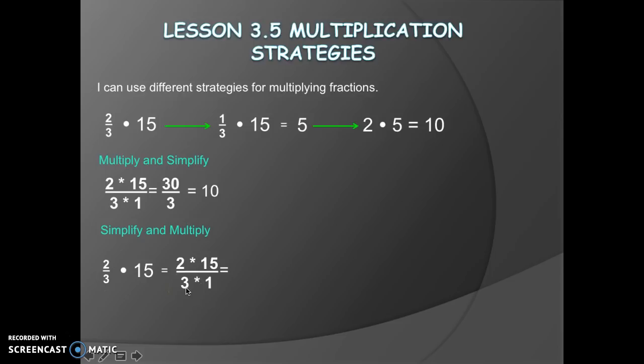And I can say, well, 3 can be divided by 3, which would give me 1. 15 can be divided by 3, which gives me 5. Now I can go ahead and multiply. 2 times 5 is 10. 1 times 1 is 1. And 10 over 1 is the same as 10. So no matter which way I do it, I still get the answer of 10.